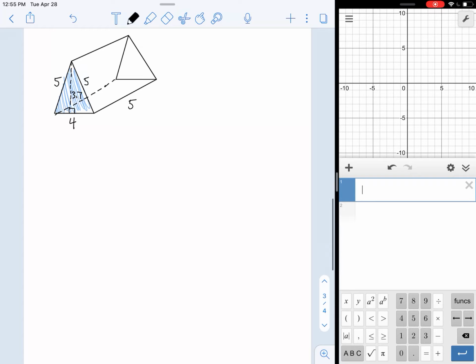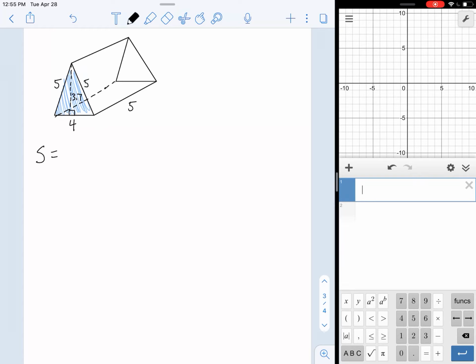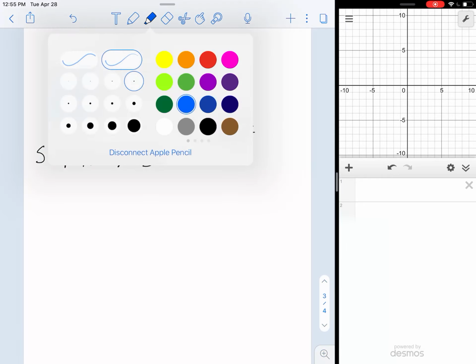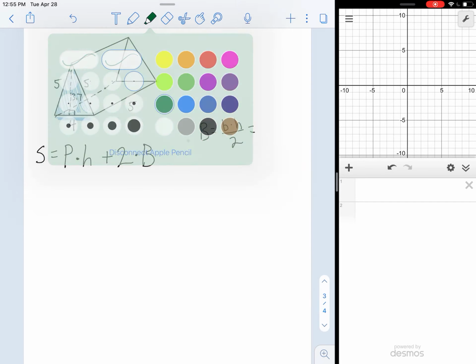So we're still using the same formula. S equals capital P times H plus 2 times capital B. Our capital B, to find the area of our triangle, is base times height divided by 2. So the base of this triangle is right here, which is 4.